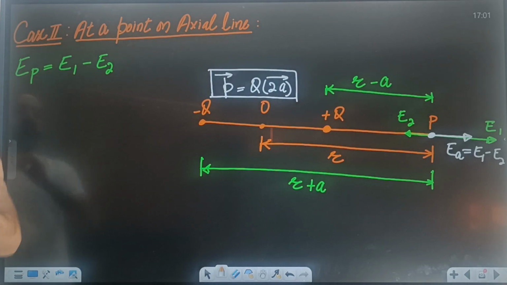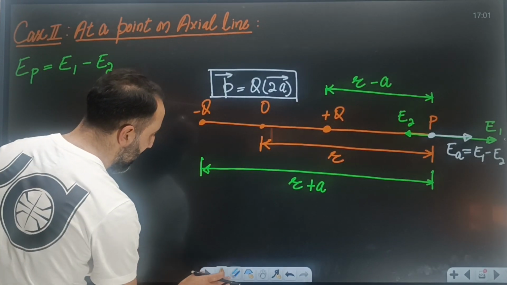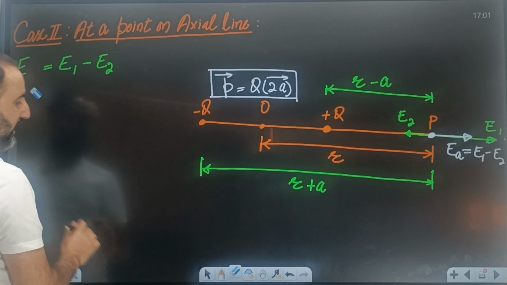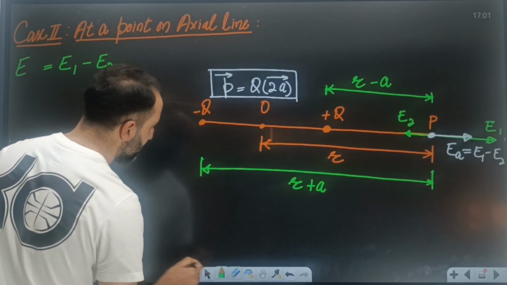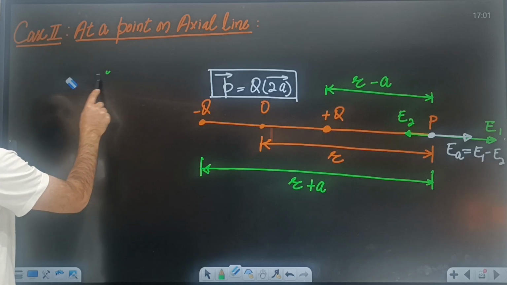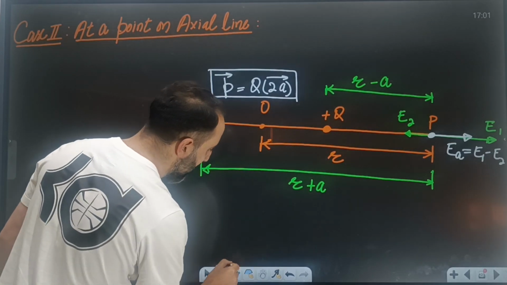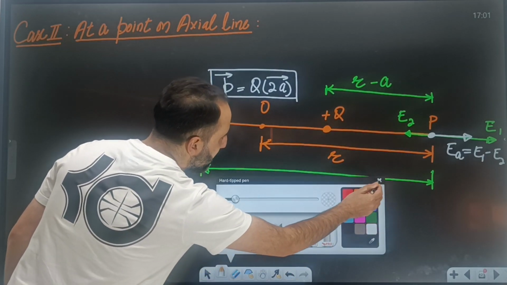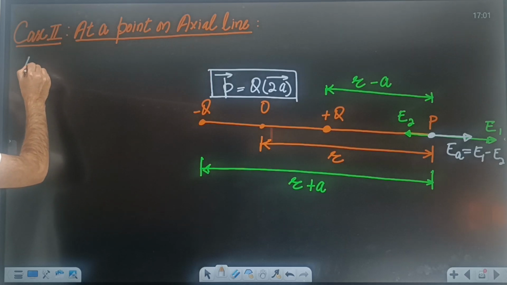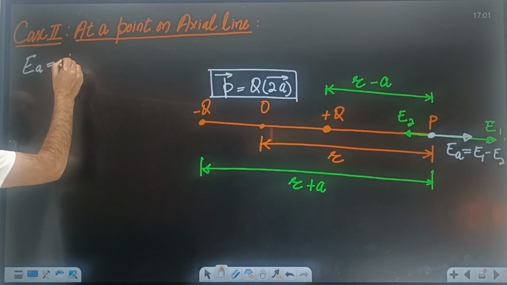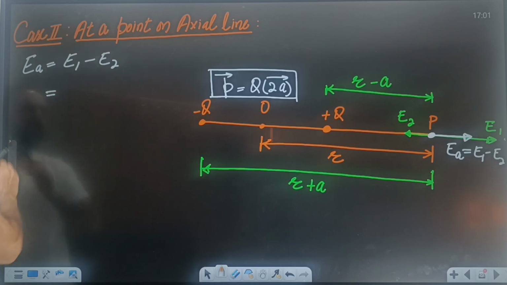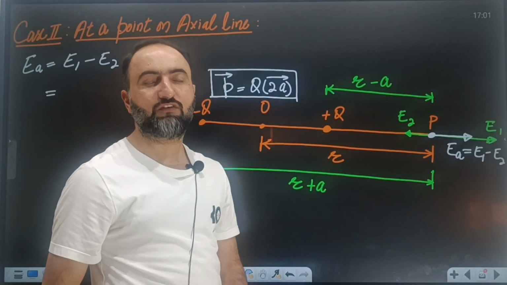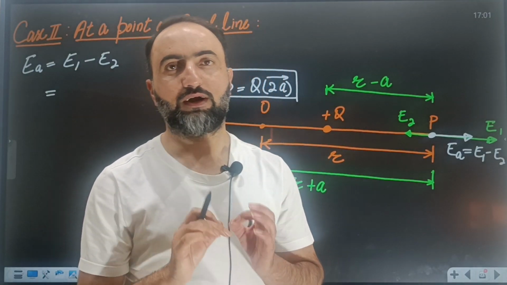So what I am writing is this, that the electric field at the point P is called an axial point. So here I will write down the axial electric field. यहाँ पे आप ध्यान रखिए बेटा. So what I am going to do is calculate the electric field on the axial line, denoted by EA. That's obviously equal to E1 minus E2. Now what is the electric field due to a point charge? Electric field due to a point charge is equal to KQ divided by distance square.